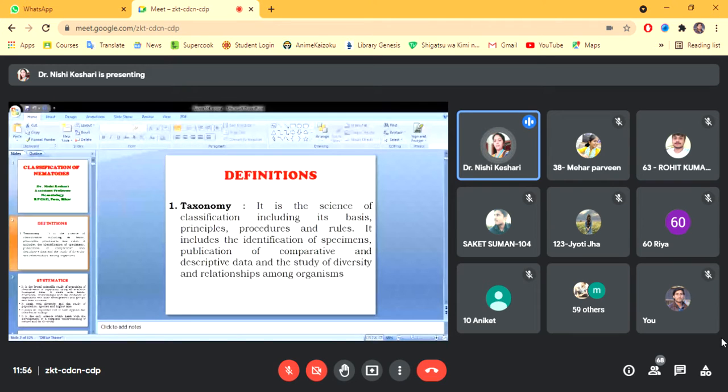Okay, so another term is systematics. Systematics is the broad term, which is also a scientific study of principles of classification of organisms using all available biological data.